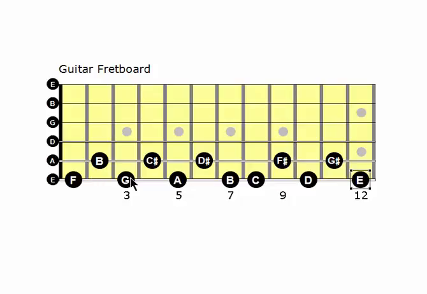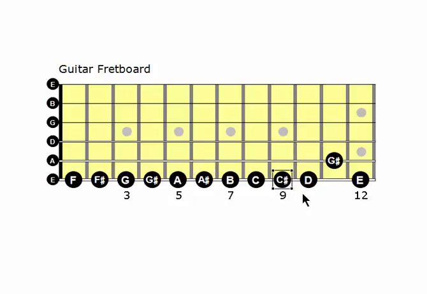And in between F and G is F sharp. In between G and A is G sharp. In between A and B is A sharp. In between C and D is C sharp, and in between D and E is D sharp. Okay, that's it.